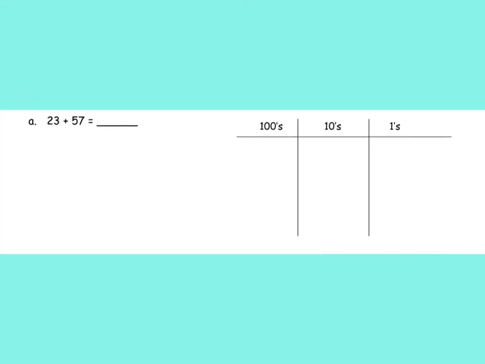Our last problem is 23 plus 57. Again, we're going to start off with our 23. We're going to add 1, 2 discs to equal the 20, and we're going to have 3 discs in the 1 spot to equal the 3. We're also going to add our 57. So we're going to have 1, 2, 3, 4, 5 discs in the tens place and 7 in the ones place.